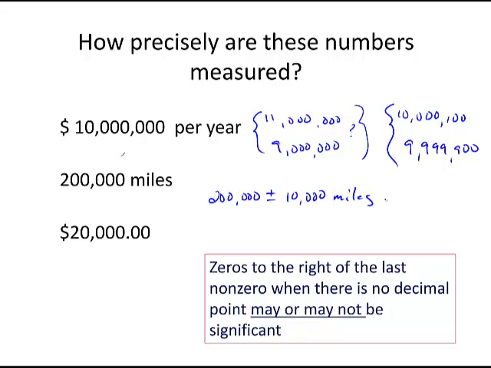Now, notice this last example. I've reported my dollar amount to $20,000 and no cents. In this case, I have added a decimal point. With this number, there is no ambiguity. You know that the value is exactly $20,000 and no cents.